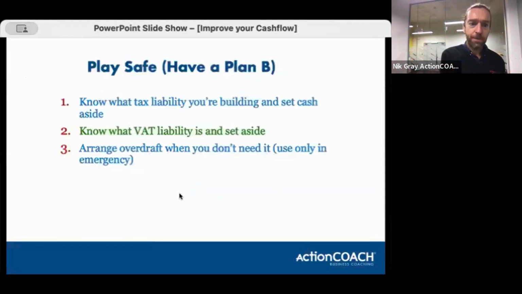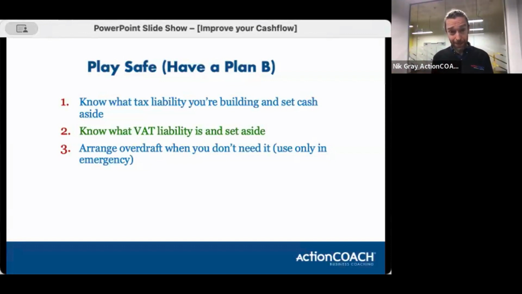So just lastly, a couple other things to have as a plan B. Know exactly what our tax liability is. So you're building cash to set aside for your tax liability. So you can guesstimate again what your tax liability is going to be with the help of your accountant and your accounting software for the next tax period. And the same with your VAT liability. You should be able to make a good guesstimation on what the VAT liability is and set that aside. Set it aside monthly or weekly, depending on what your frequency of payments are.